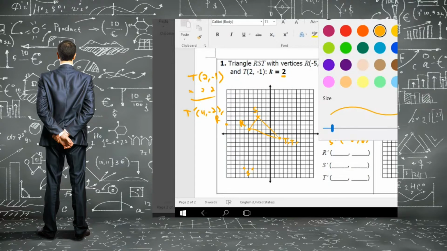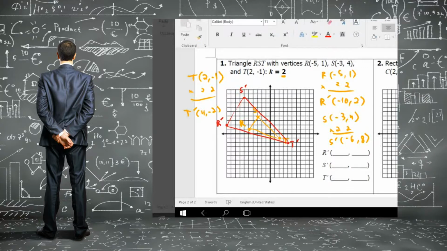Now I'm gonna use some magic and have that assimilate each other. And there it is. Take a look. Our original is in the orange and our dilation is in the red. So our points, remember, were -10, 2. That's R prime. S prime was -6, 8, and T prime was 4, -2. So that is all you gotta do.